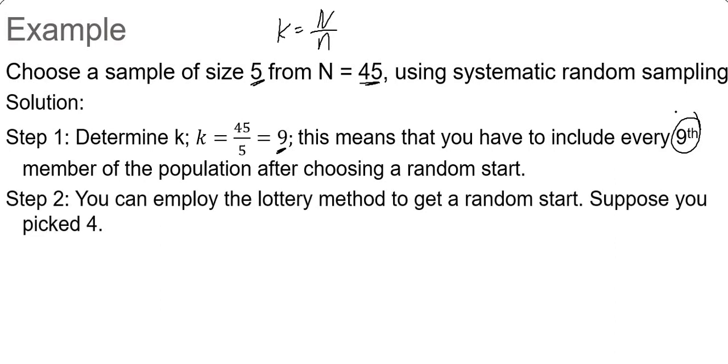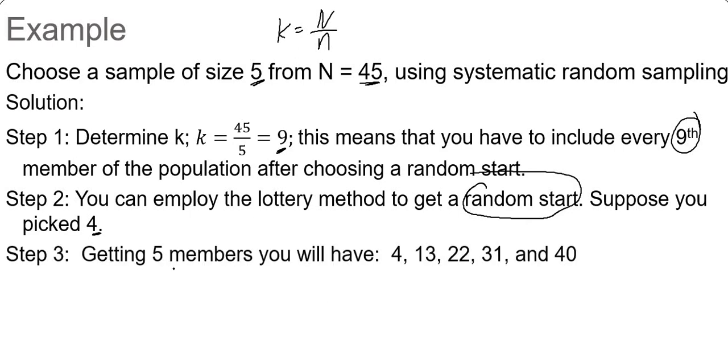Say, for example, you have picked 4 as our random start. Please take note that it's important that it should be a random start. Otherwise, we will lose the protocol of probability if we would always start with the first one. So, getting 5 members, every ninth member from 4, we will get 4, 13, 22, 31, and 40. Meaning the 4th, 13th, 22nd, 31st, and 40th members from this population will be the members of our sample.